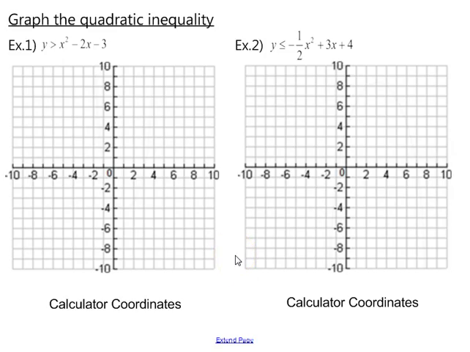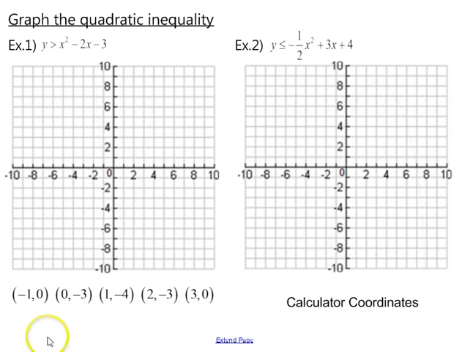So if you need a reminder of how to do this, make sure you watch the video that goes over graphing quadratics using the calculator. So after you plug this in, the coordinates you'll get from the table are as follows. So let's go ahead and plot those points. We have (-1, 0), (0, -3), (1, -4), (2, -3), and then (3, 0).